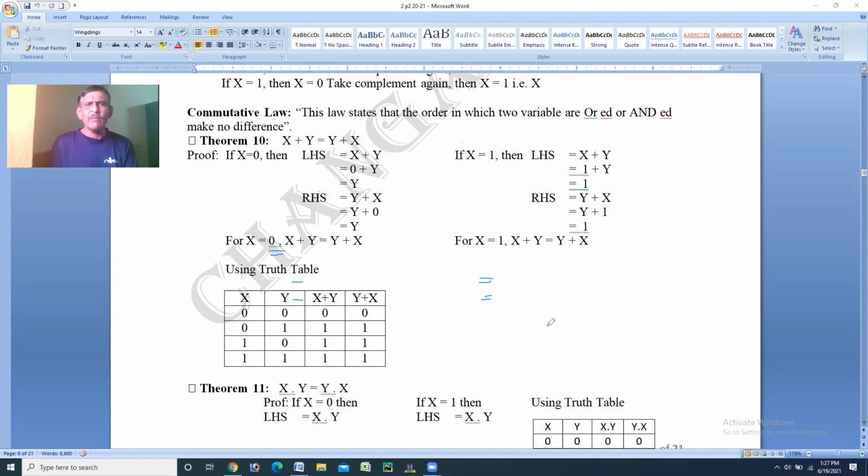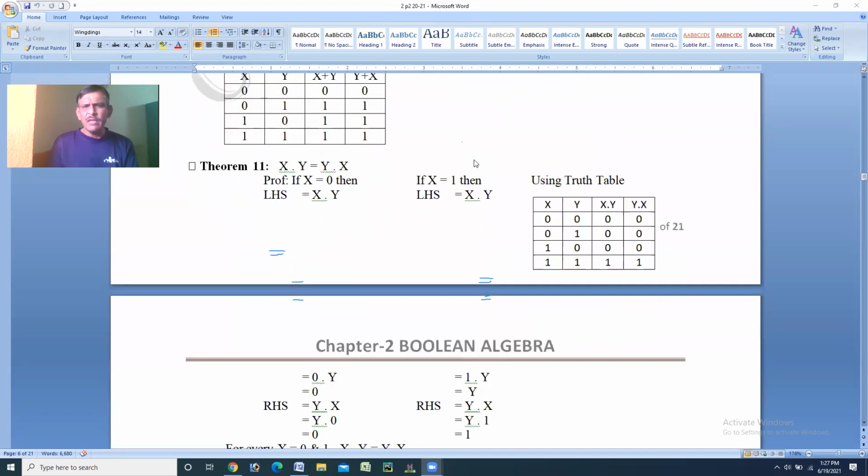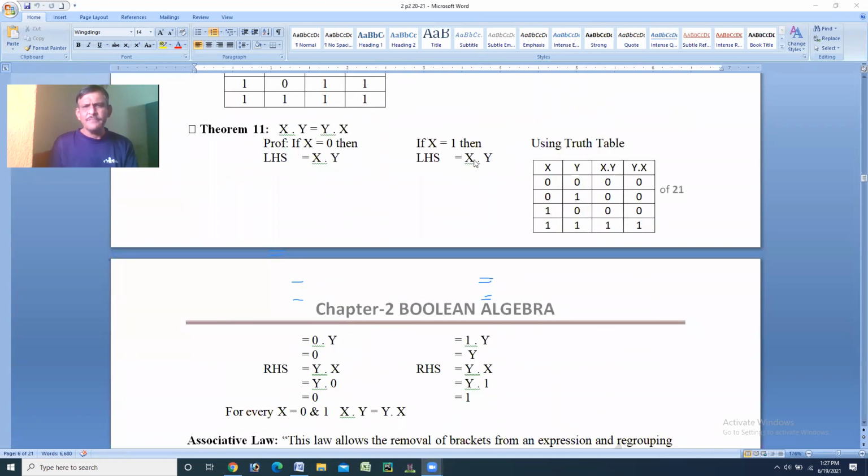Then one more that we will complete according to complementary law. That is theorem number 11. Right? So theorem number 11, according to complementary law, for multiplication, that is AND operation, is x dot y equal to y dot x. X dot y equal to y dot x. X ANDed with y is equal to y ANDed with x.